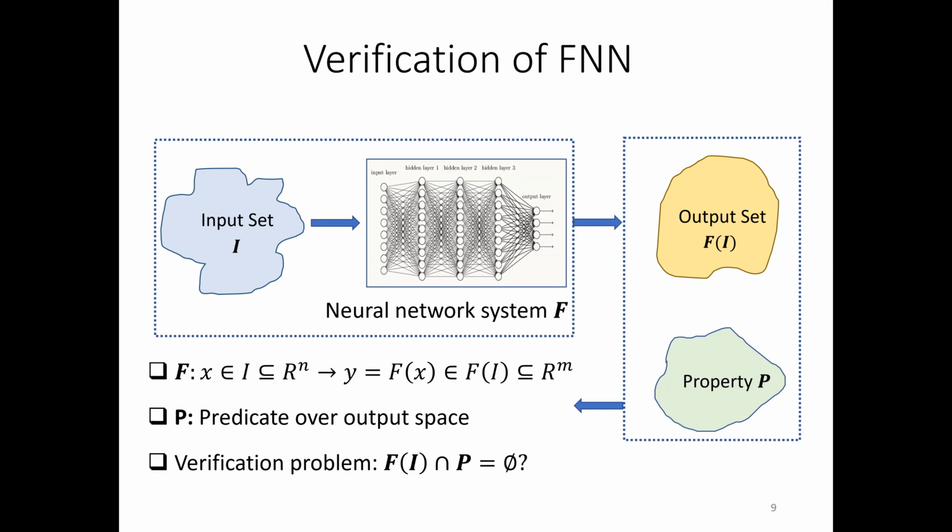then you say the output set does not satisfy the property P. Okay, so you can think in terms of safety property. So if the property P is unsafe regions, that you don't want your neural network to reach, right? You don't want the output set to reach the unsafe regions. So if the output set does not reach the unsafe region, then you say the network is safe. Otherwise, unsafe, right? So it's clear?